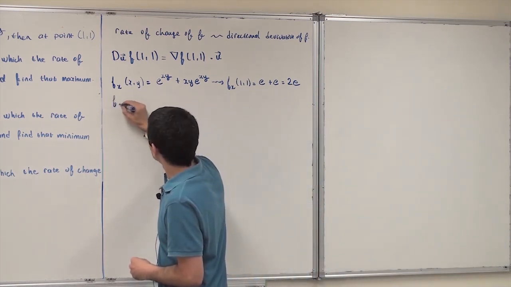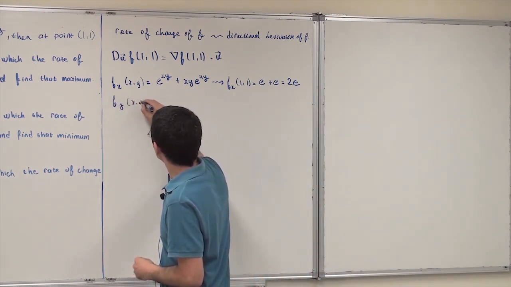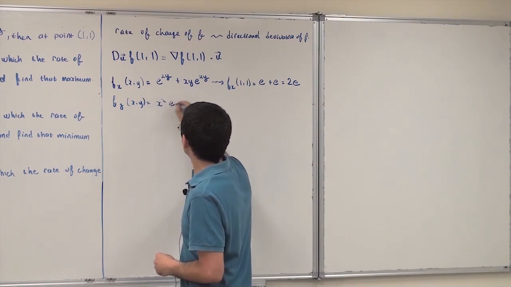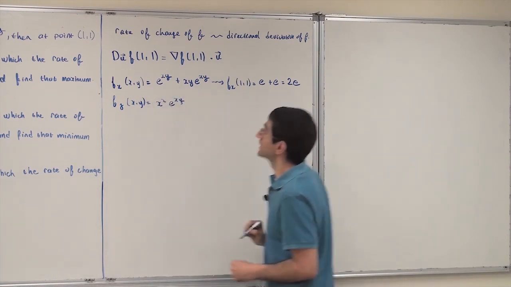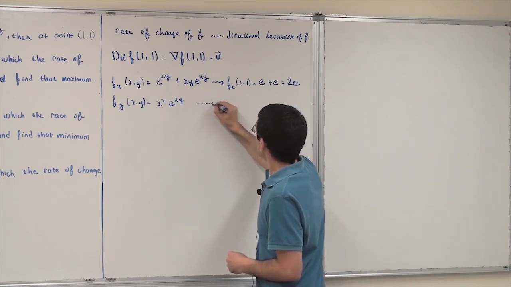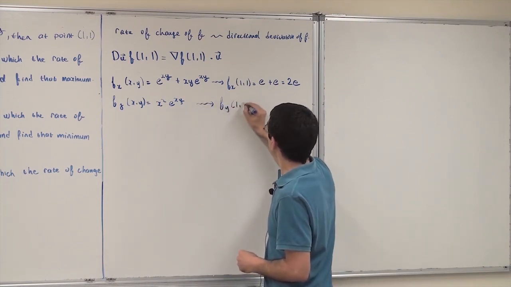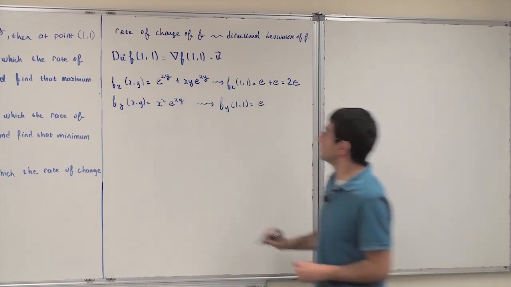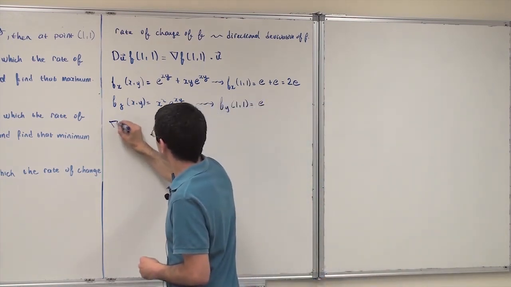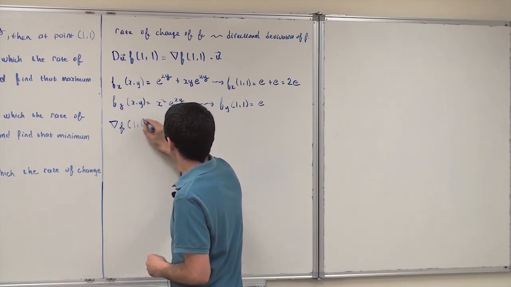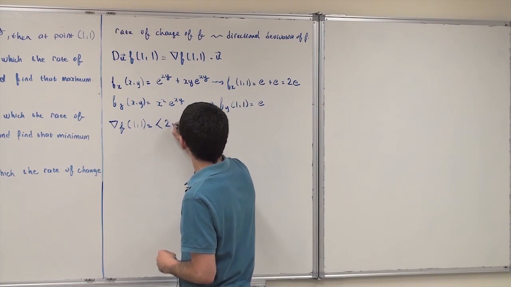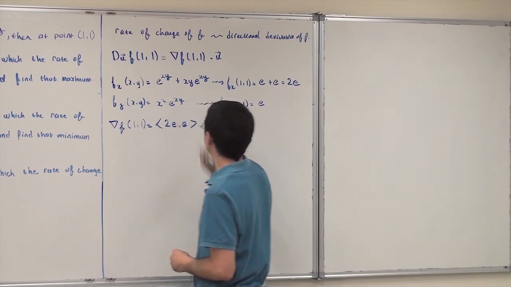The partial derivative with respect to y is x squared e to the power xy. Evaluated at the point, we find e. So the gradient vector of f at the point (1, 1) is (2e, e).